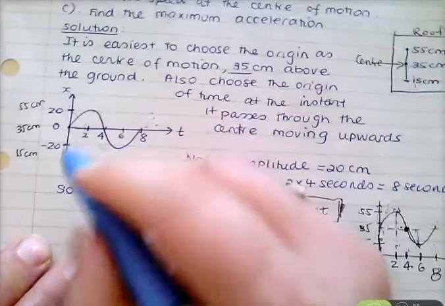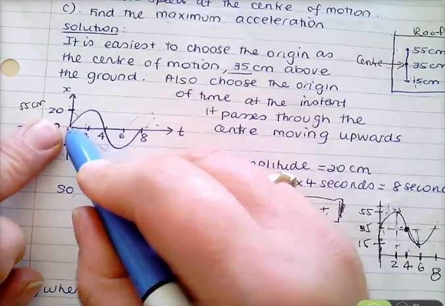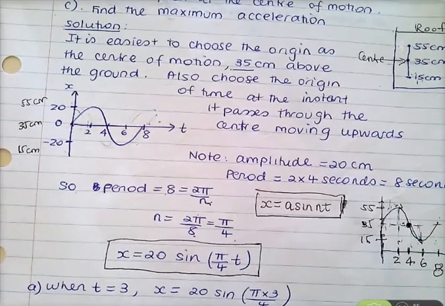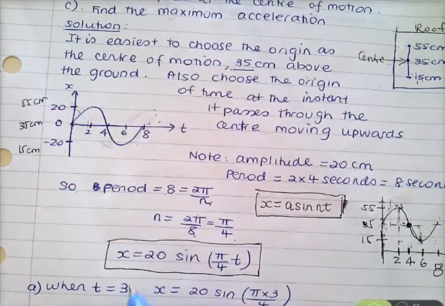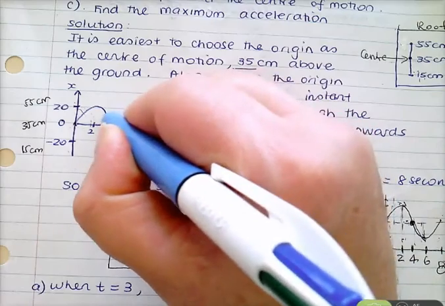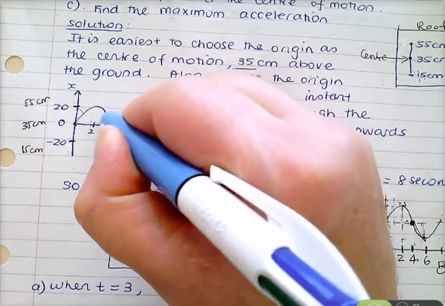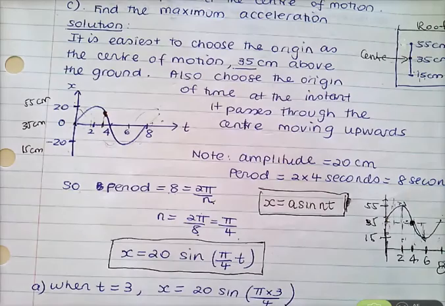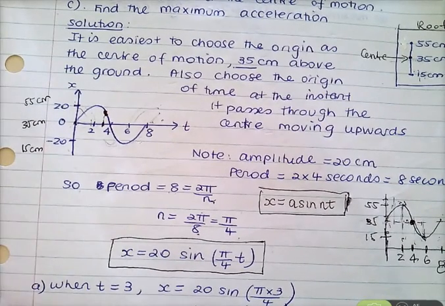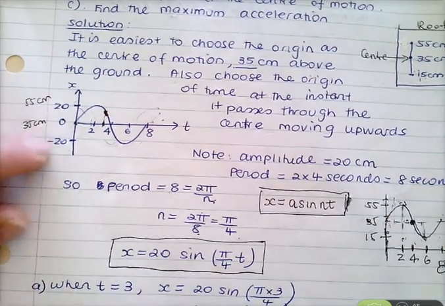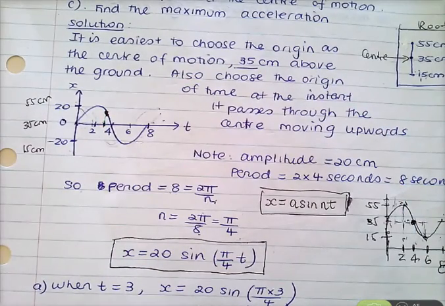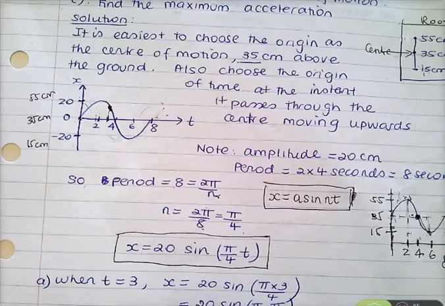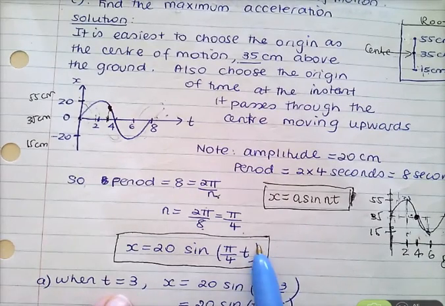Because we've made the centre of motion 0, and we've started time at 0, we're basically looking for time is 3 seconds on this graph, which would be about here. And we're expecting the height to be somewhere between 0 and 20, but I think it's bigger than 10. So at 3 seconds, we're expecting a height bigger than 10. So when t is 3, we just substitute it into this equation here.